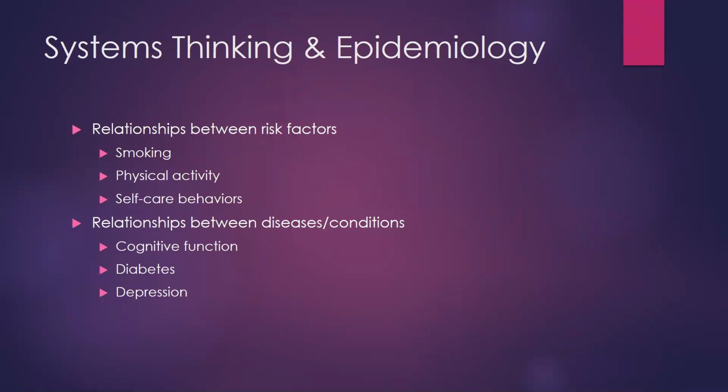There are also relationships between diseases, so they often share risk factors and relate to each other in other biologic ways. So, for example, cognitive function, diabetes, and depression have all been associated with one another. And there are reasons, for example, high levels of insulin can actually encourage plaque formation that results in cognitive decline. So understanding how diseases relate to each other can also inform decisions that we might make at the organizational level around how we deliver care and what types of programs and services we offer to patients.